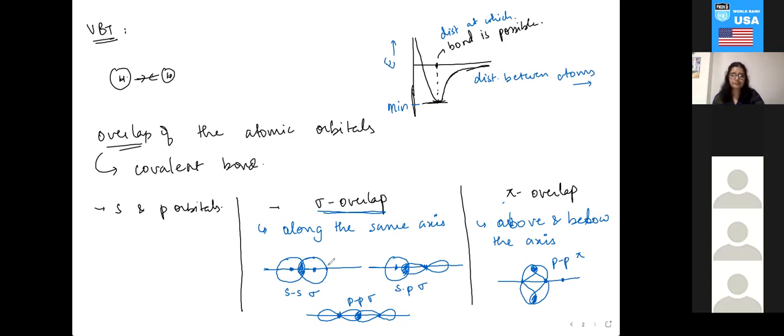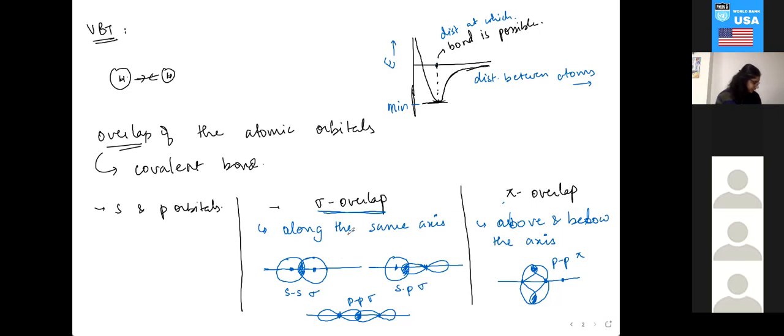And ma'am, how do we identify if the orbital overlap is a pi or a sigma bond? Yeah, that's a good question, Nishit. So first, you're clear about identifying which is a sigma overlap and which is a pi overlap based on how the overlap is. Okay. Now, there are some differences between sigma and pi overlap.